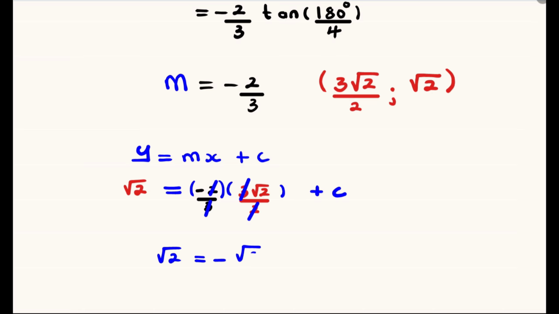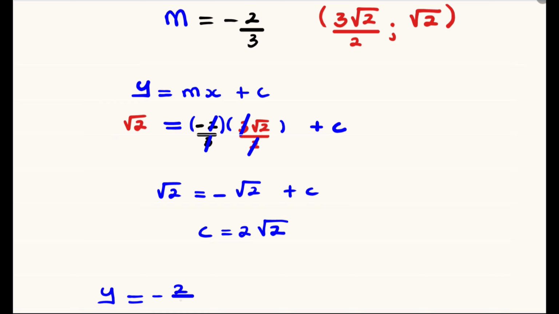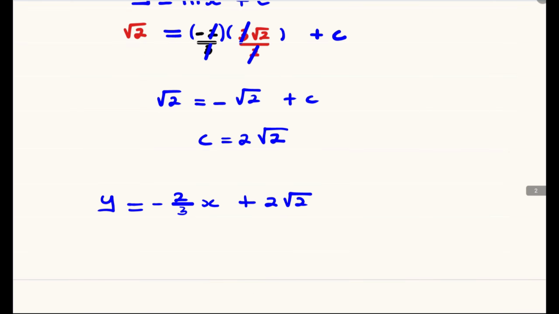And now that we have our gradient and the value of c, our y will be equal to, in the place of the m, negative 2 divided by 3 multiplied by the x, and in the place of the c, we have 2 times the square root of 2, and this will be our equation of the tangent.